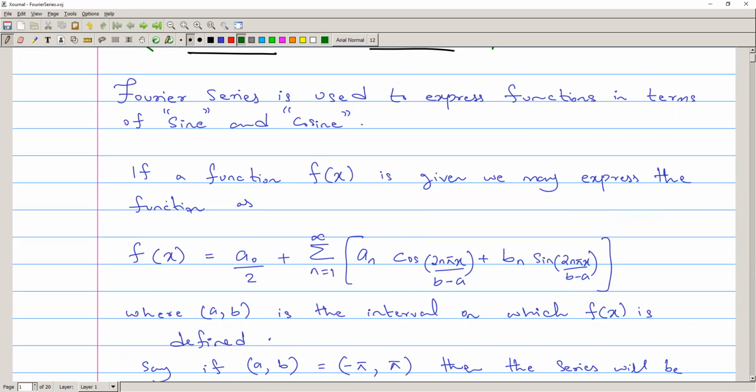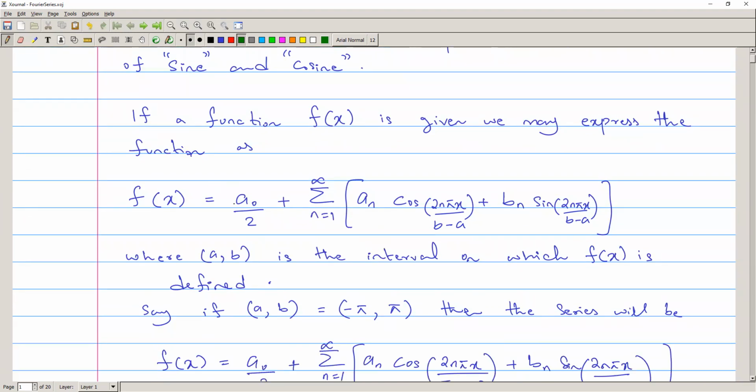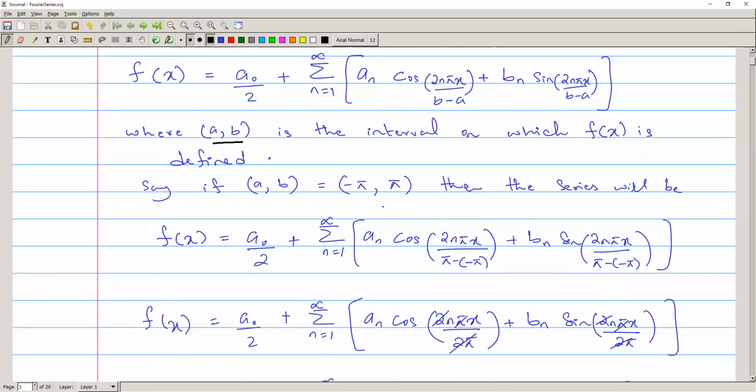So if a function f of x is given, we may express the function as f of x is equal to a naught divided by 2 plus summation n runs from 1 to infinity of a n cos 2n pi x over b minus a plus b n times sine 2n pi x over b minus a. And this b minus a is the interval in which the function is defined, right?